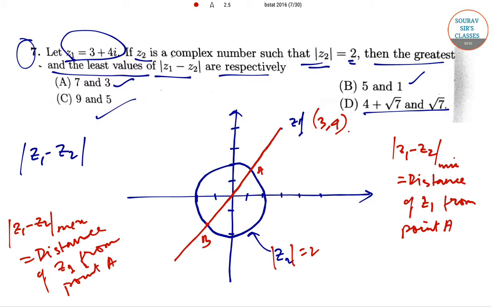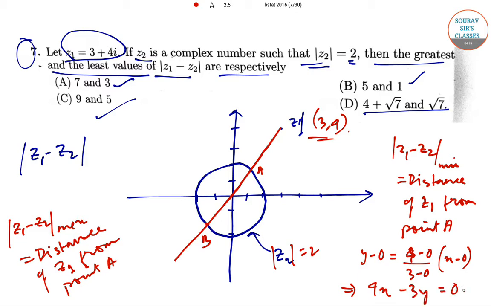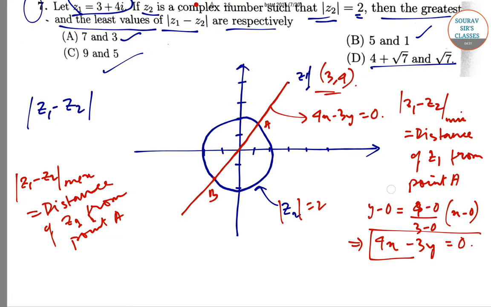So what we have to now do, we'll find out the equation of the line which passes through 3, 4 and the origin. So basically this will give us y minus 0 is equal to (4 minus 0) upon (3 minus 0) times (x minus 0). So the equation of this line is 4x minus 3y is equal to 0. Okay? This is the line.